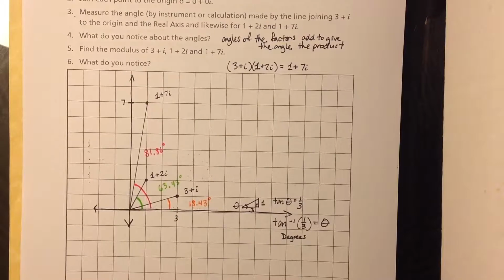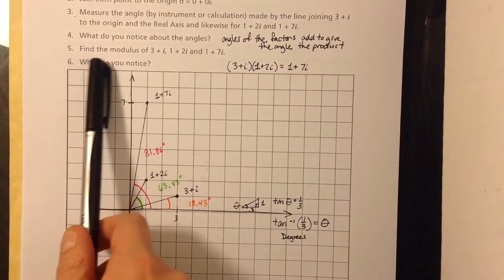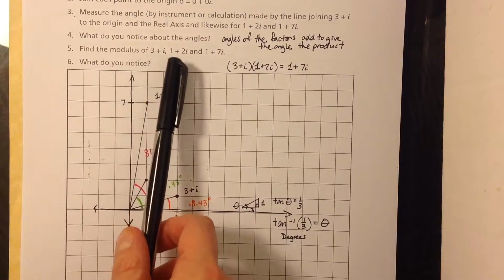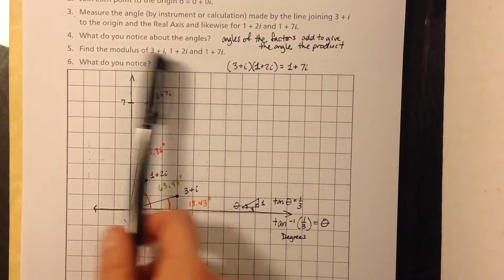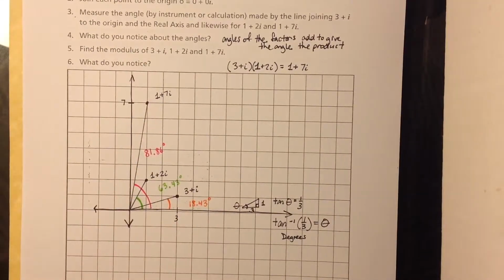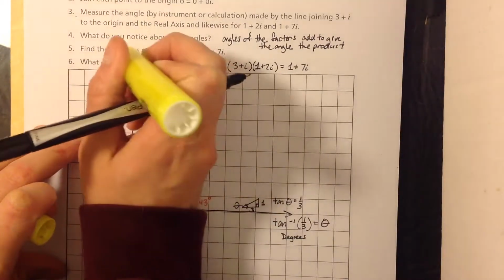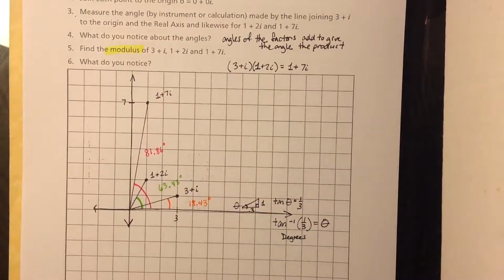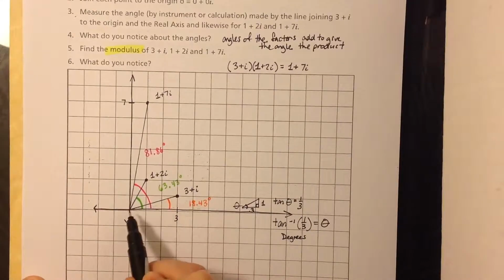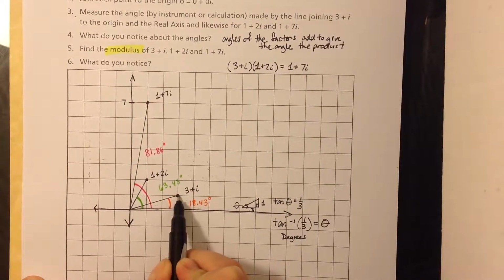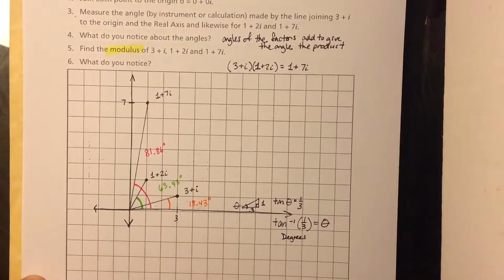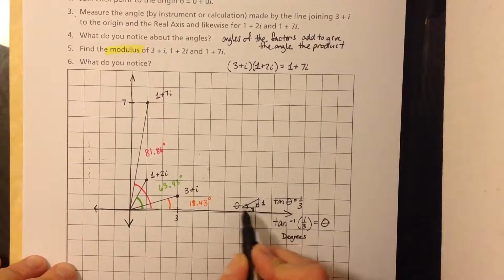Now, part 5. This is the part we did not quite get to in class. So, number 5. Find the modulus of 3 plus i, 1 plus 2i, and 1 plus 7i. Now, what the heck is a modulus? This is a word that means find the length of the segment from the origin to that point on the Argand plane. So, I'm going to go back to this idea of triangles. Let's take this little guy for example.